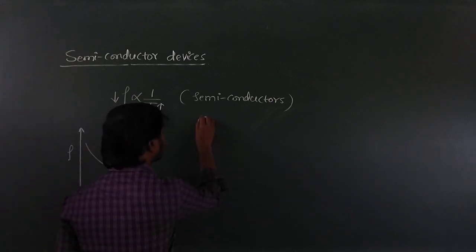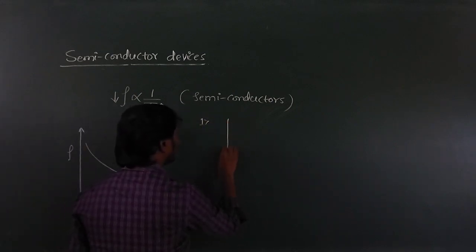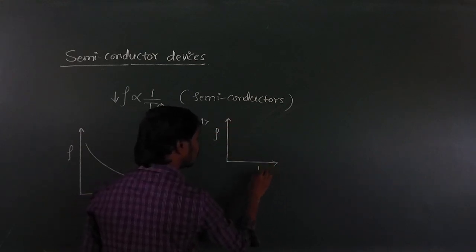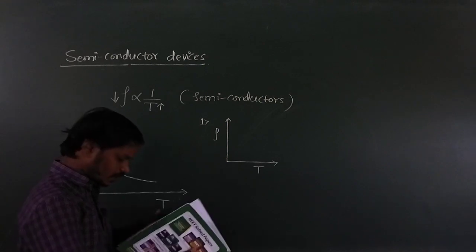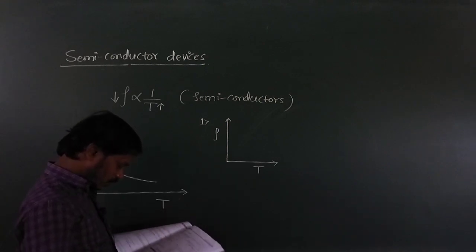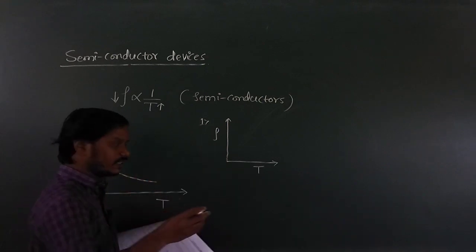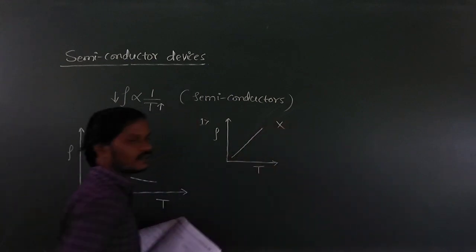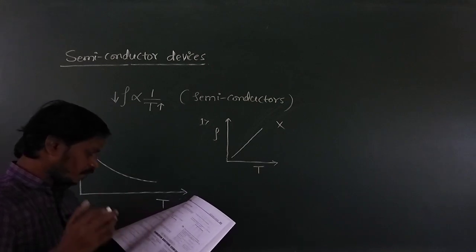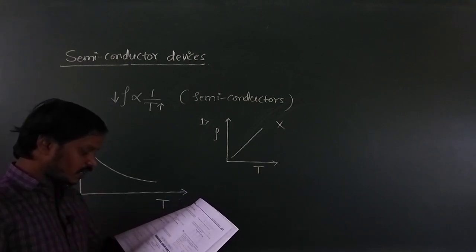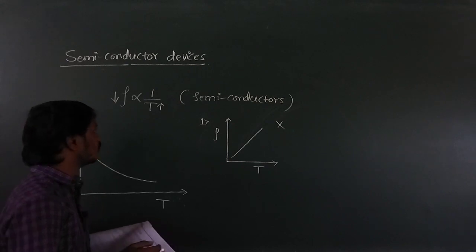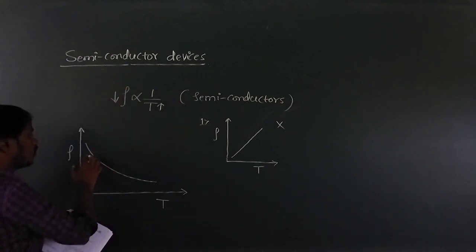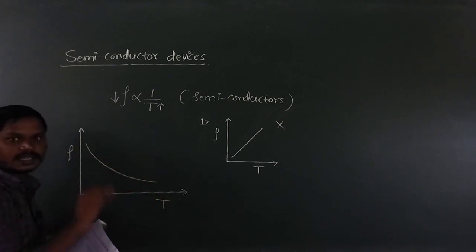What about the first option? In the first option, along the y-axis resistivity is taken and along the x-axis temperature is taken. As the temperature increases, resistivity also increases linearly. So this is wrong, because what is the question? The temperature dependence of resistivity of a semiconductor. As the temperature increases, resistivity decreases exponentially. Then this is the correct graph.